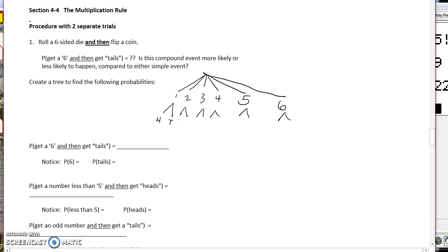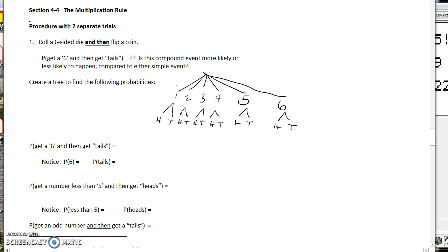Again, we went through probability trees in a previous video. I'd encourage you to go back in the playlist if you're having trouble getting these tree diagrams created, but this is going to have all of the different possibilities. So you can see, right here, this would be the probability of getting a 1 and then getting a heads, right? This one right here is getting a 4 and a tails. So it says getting a 6 and then getting a tails.